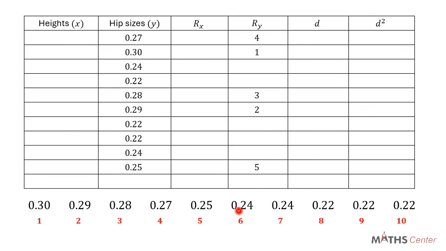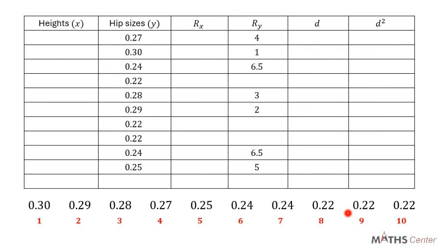But 0.24 occurs twice. This one has a rank of 6 and this a rank of 7. So you add those 2 ranks and you divide it by 2 since 0.24 occurs twice. 6 plus 7 gives us 13. And 13 divided by 2 is 6.5. And so this 0.24 will have a rank of 6.5. And this 0.24 will also have a rank of 6.5.